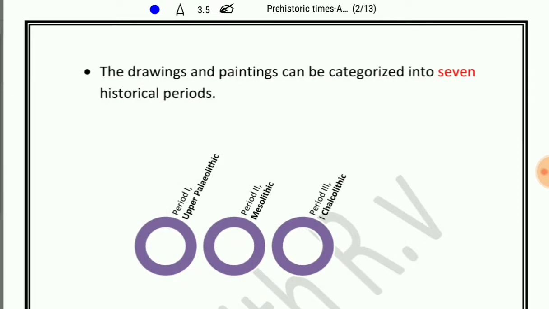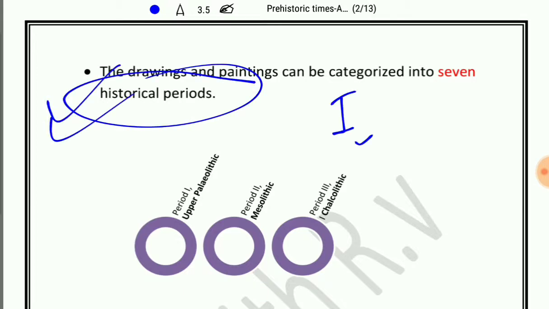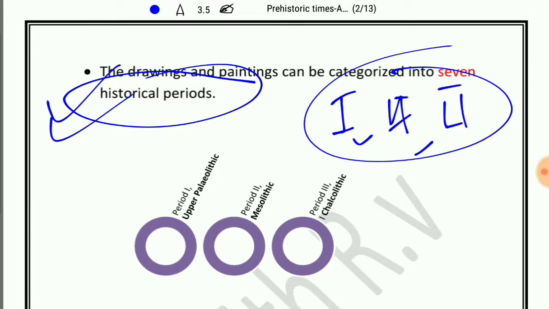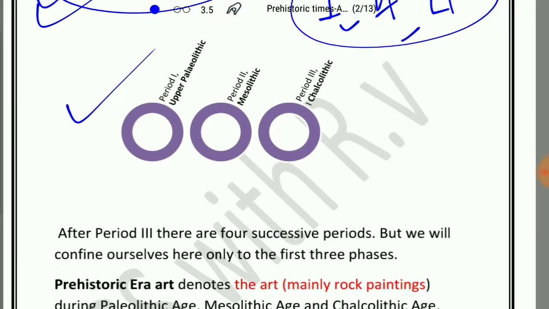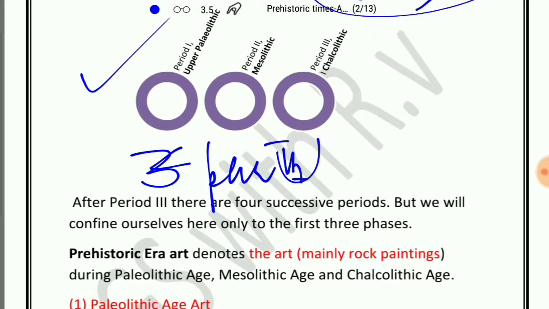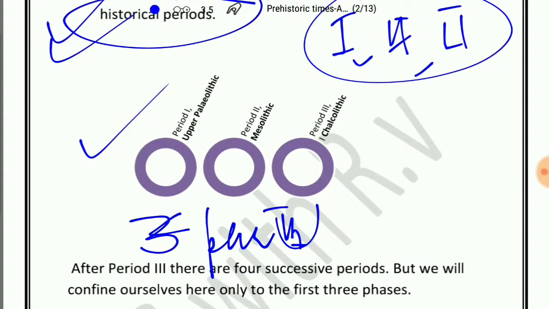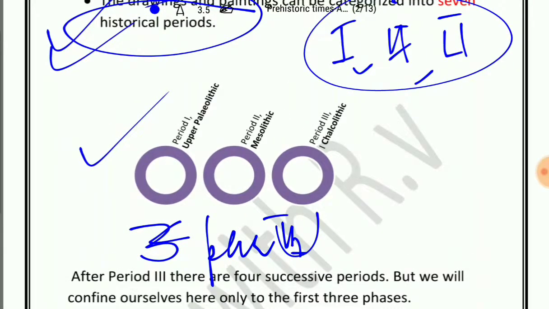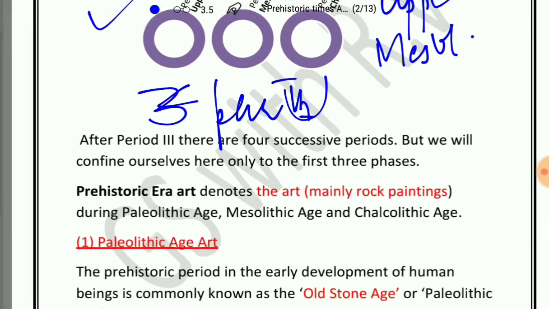We generally categorize drawings and paintings into seven historical periods. We will study the first three periods here. Period 1 is categorized under the Upper Paleolithic Age. Period 2 is Mesolithic. And period 3 is Chalcolithic. After period 3, there are 4 successive periods as well, but we will confine ourselves up to period 3. So let me repeat it once again. Period 1 is Upper Paleolithic, period 2 is Mesolithic and period 3 is Chalcolithic.